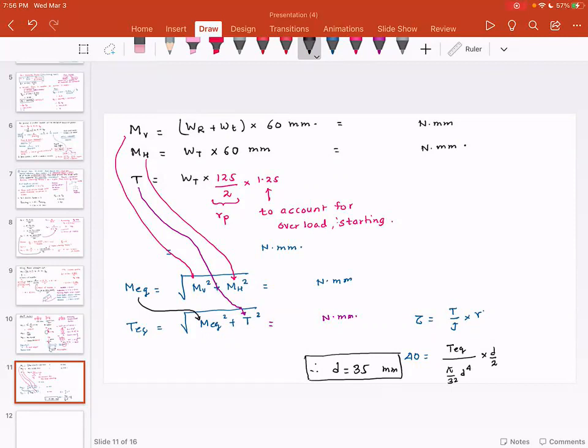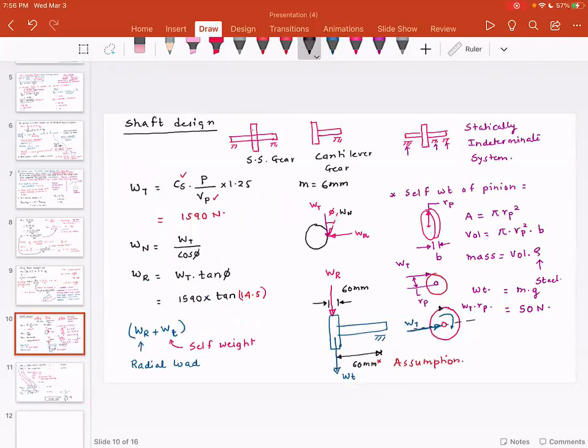But just to point out, it depends upon this assumption of 60 millimeter. It's quite possible that your diameter would be different if you assume that the length of the shaft is greater than 60 millimeter. Okay, any questions here?